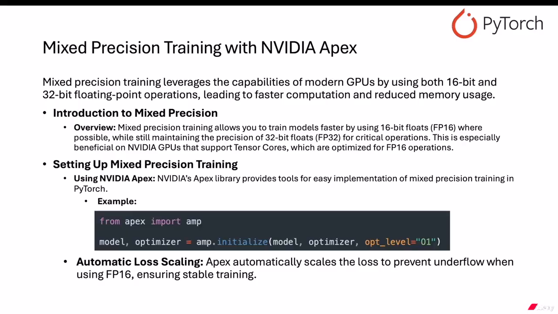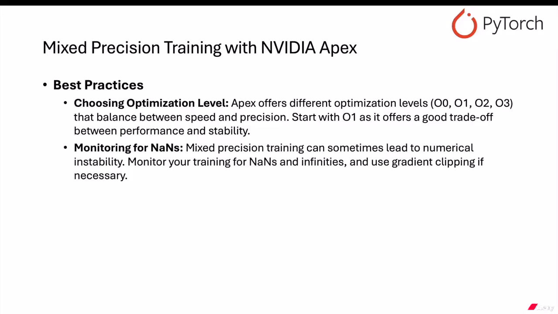Automatic loss scaling. Apex automatically scales the loss to prevent underflow when using FP16, ensuring stable training. Best practices. Choosing optimization levels. Apex offers different optimization levels O0, O1, O2 and O3 that balance between speed and precision. Start with O1 as it offers a good trade-off between performance and stability.